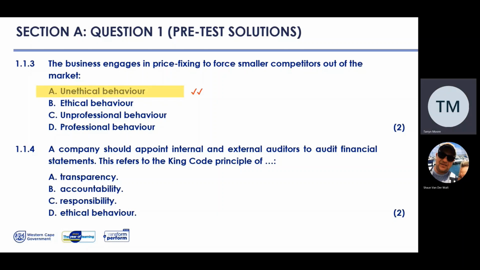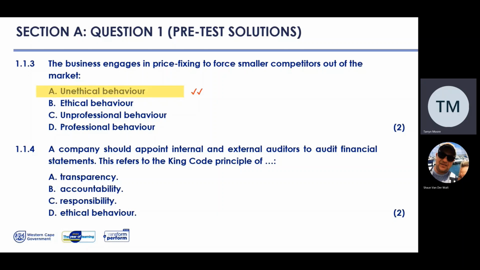These multiple choice questions require us to know our content. And in order for us to know our content, we then need to be able to apply it in short questions. Let's look at 1.1.4. A company should appoint internal and external auditors to audit financial statements. Now, this becomes really, really big because this contains information about the finances of the company. And the question is asking, what does this refer to according to the King Code principle?